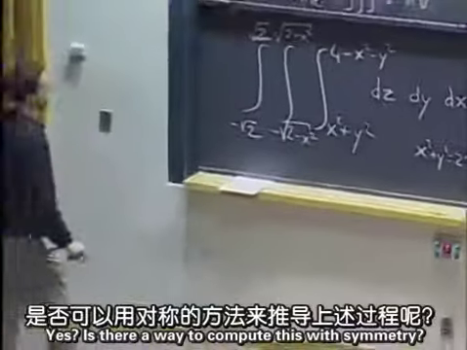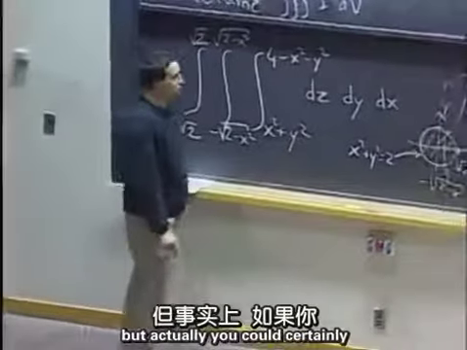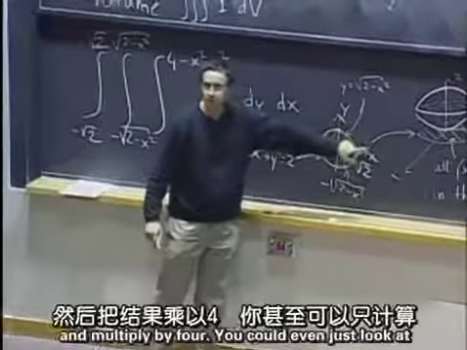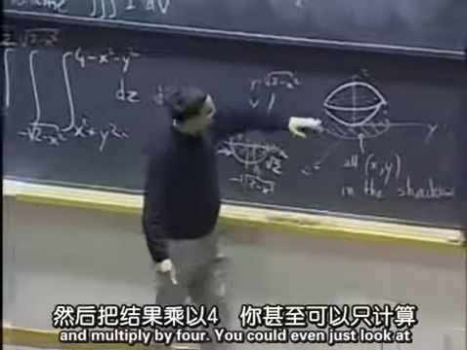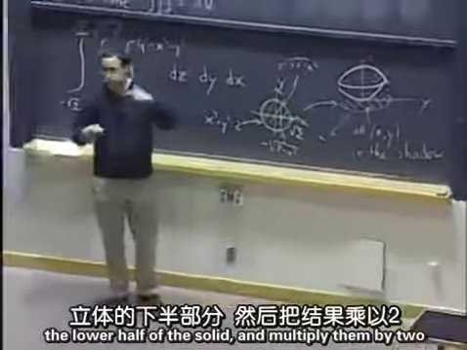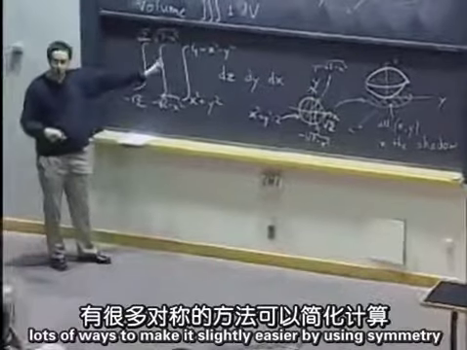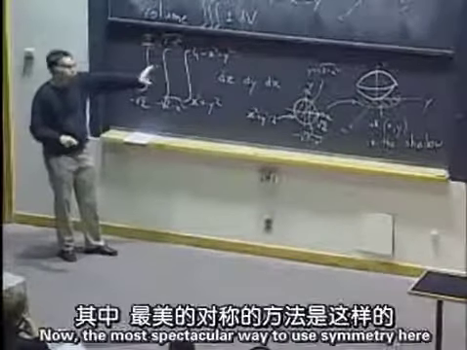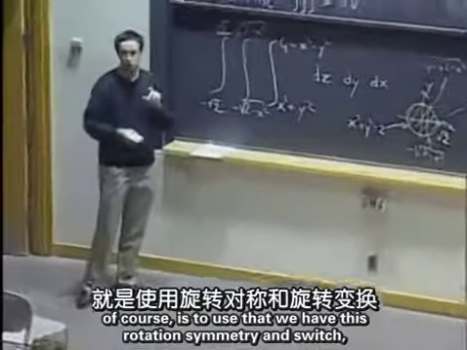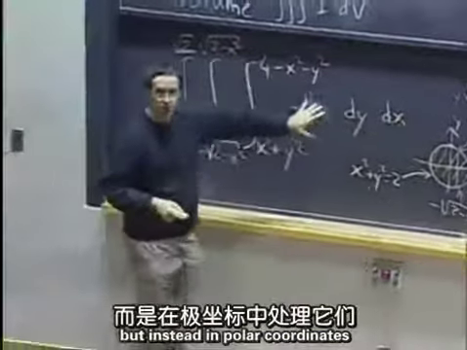Is there a way to compute this with symmetry? Well, certainly, this solid looks sufficiently symmetric. If you don't want to do the whole disk, you could just do quarter disks and multiply by 4. You could even just look at the lower half of the solid and multiply by 2, so total by 8. So there are lots of ways to make it slightly easier by using symmetry. Now, the most spectacular way to use symmetry here, of course, is to use that we have this rotation symmetry and switch, not do this in xy coordinates, but instead in polar coordinates.